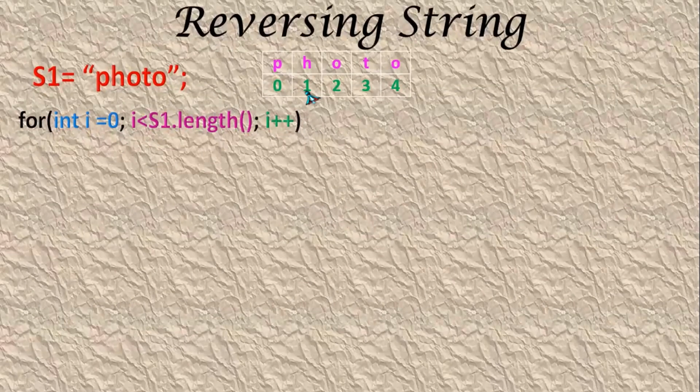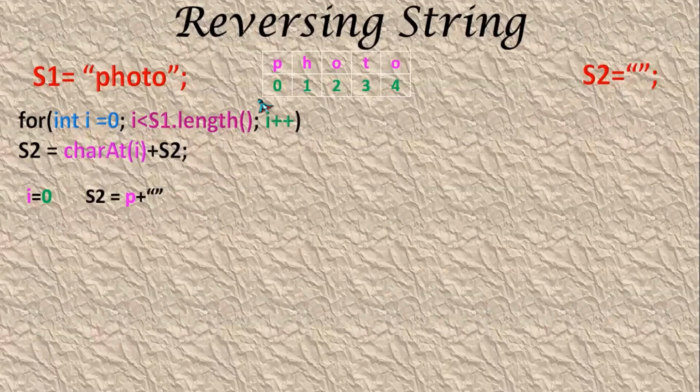Every time I want to take one letter, put it in reverse order, and store that in a new string. For that I need one more string, which I already initialized as s2 here. So here I have s2 is equal to character at i plus s2. Initially s2 does not have any value. So character at i, in the beginning when i is equal to 0, will be P. So P plus no value. That s2 is added here, and you get the result s2 as P.